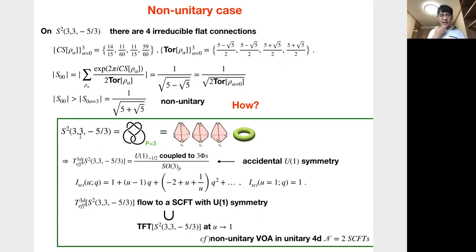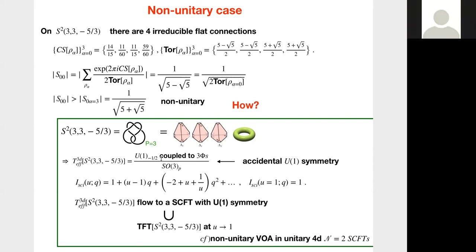So this theory actually flows to some superconformal field theory, but it contains some non-unitary TQFT as a subsector, and the modular structure we read off is actually the modular structure of this non-unitary TQFT. This is our interpretation. And then we can check this for many other examples of 3 manifolds which keep this non-unitary TQFT, and one can check that they always have a U(1) symmetry in the effective field theory description. So this picture seems to be correct.